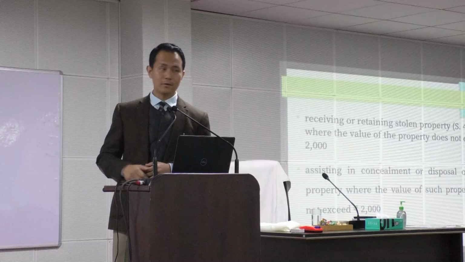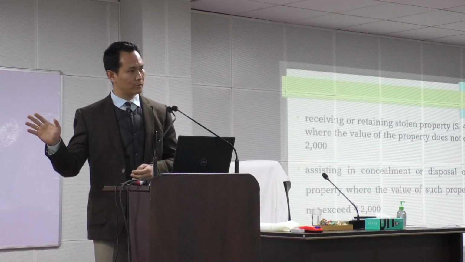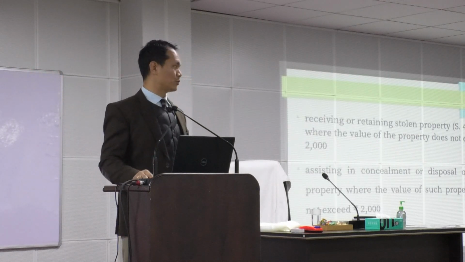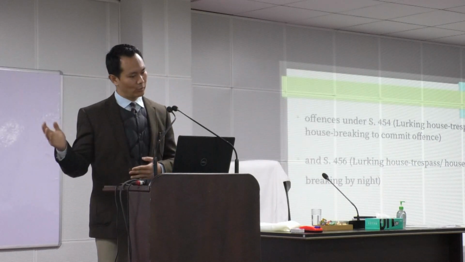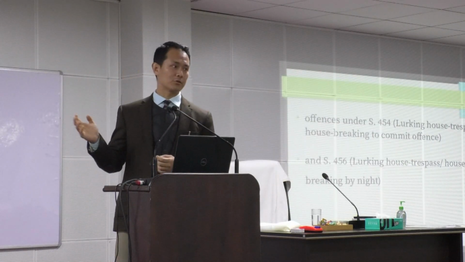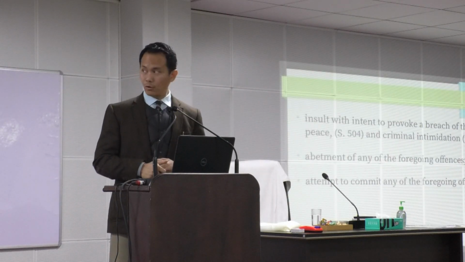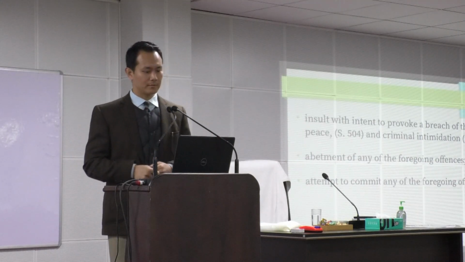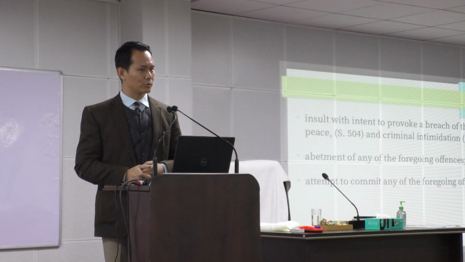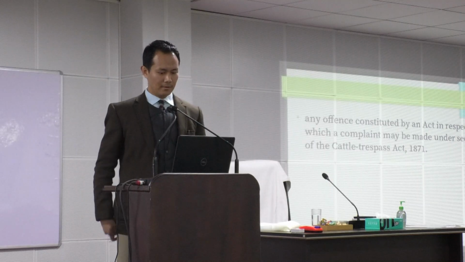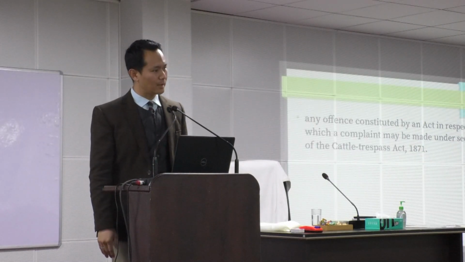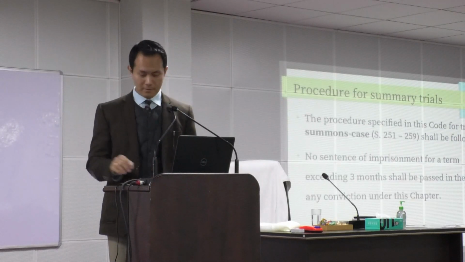Now, the third is, if you are receiving stolen property, the value of which does not exceed 2000, 411, or you are assisting in concealment of these kind of property, where the value also does not exceed 2000 rupees. Or it could be an offense under 454 for lurking house trespass, to commit an offense, or a house breaking. Or it could be lurking house trespass or house breaking at night. Or it could be any case where 504 or 506 is involved. Abetment of any of the offenses that I have told you as of now, or an attempt to commit these kind of offenses. And lastly, it is an offense under the Cattle Trespass Act, which normally we don't have in our state. I do not know of others, but I have not really dealt with these kind of matters.